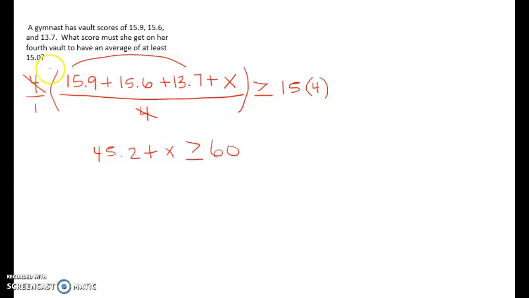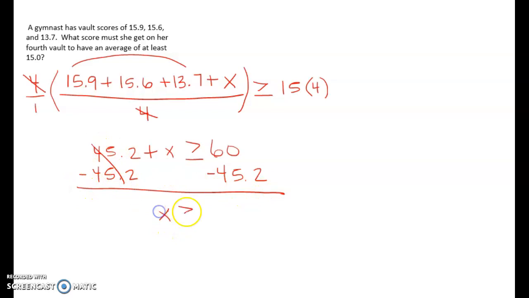And it works because it's multiplied by the whole expression. This is basically one term because it's all divided by 4. And so that's why we can just cancel it out and it doesn't need to be distributed through. Okay, next we're going to subtract 45.2. We want to finish solving for X. So we end up with X is greater than or equal to 14.8.